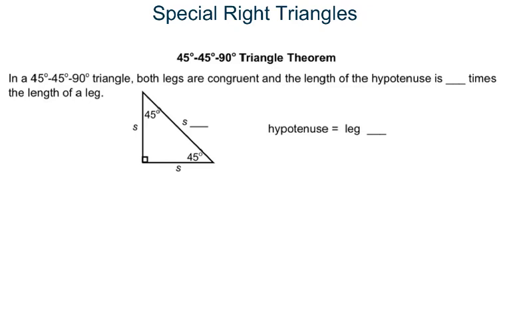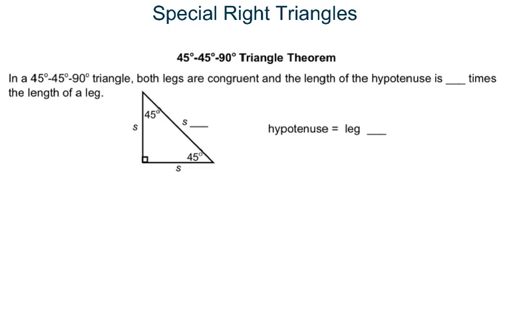Hello, Geometry. This lesson is titled Special Right Triangles. There are two special right triangles we're going to be dealing with. The first one is a 45-45-90 triangle, and the other is a 30-60-90 triangle. First, we have the 45-45-90 triangle.